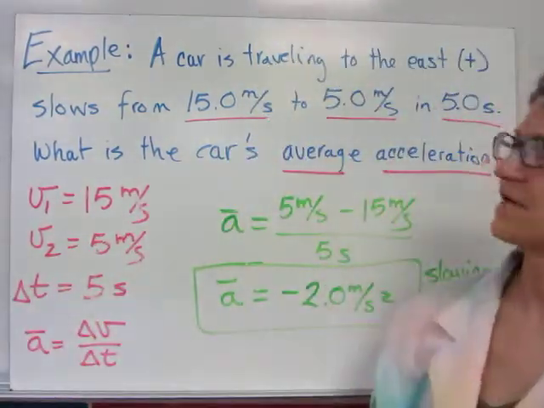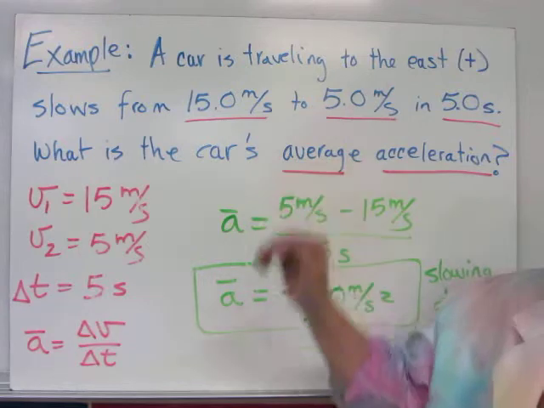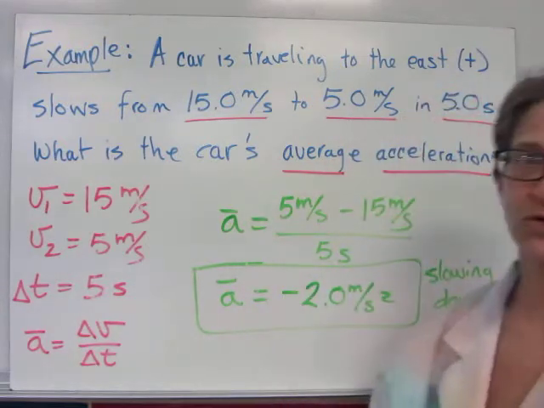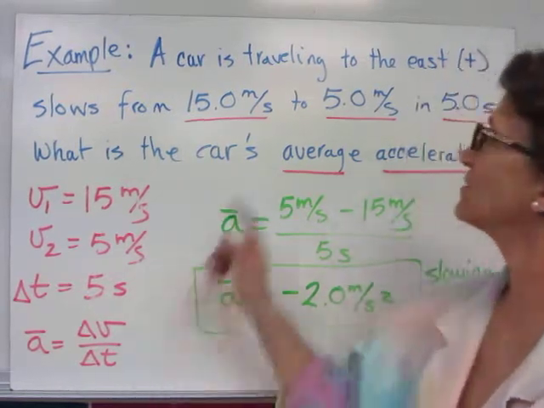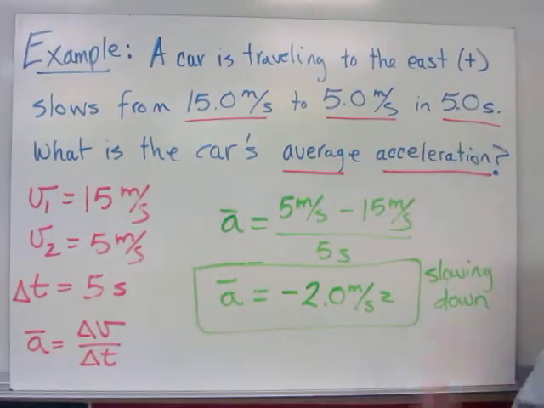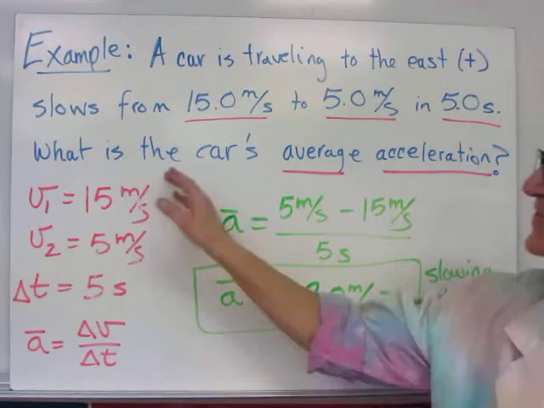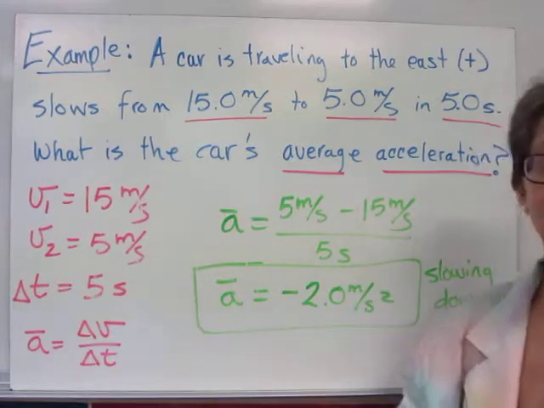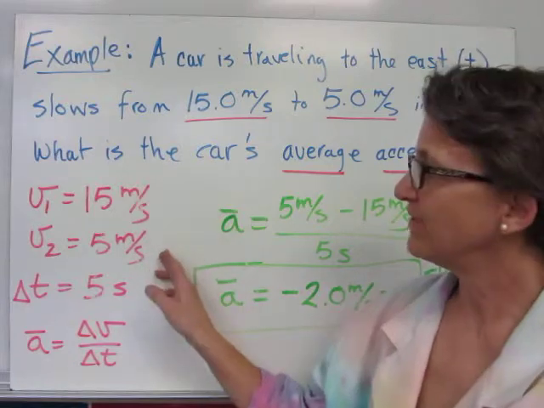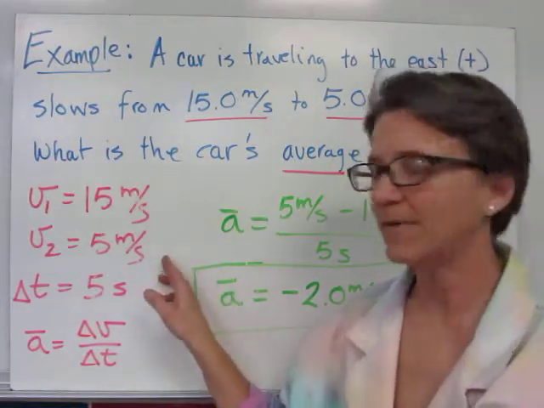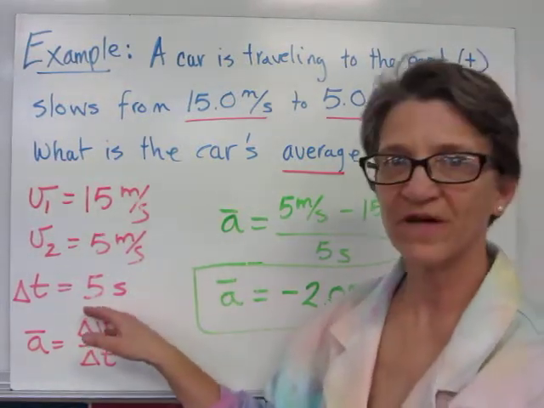Let's look at another example. This time you're traveling east, which will make the positive direction, and it slows from 15 meters per second to 5 meters per second in 5 seconds. What's the car's average velocity, or excuse me, acceleration? V1 is 15, V2 is 5. So you know it's slowing down. Time interval is 5 seconds.